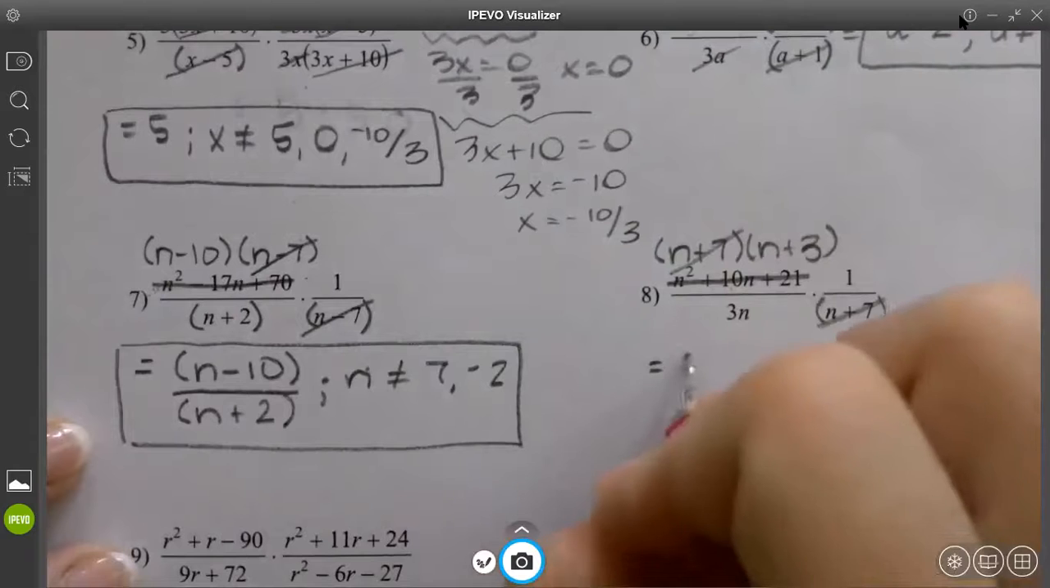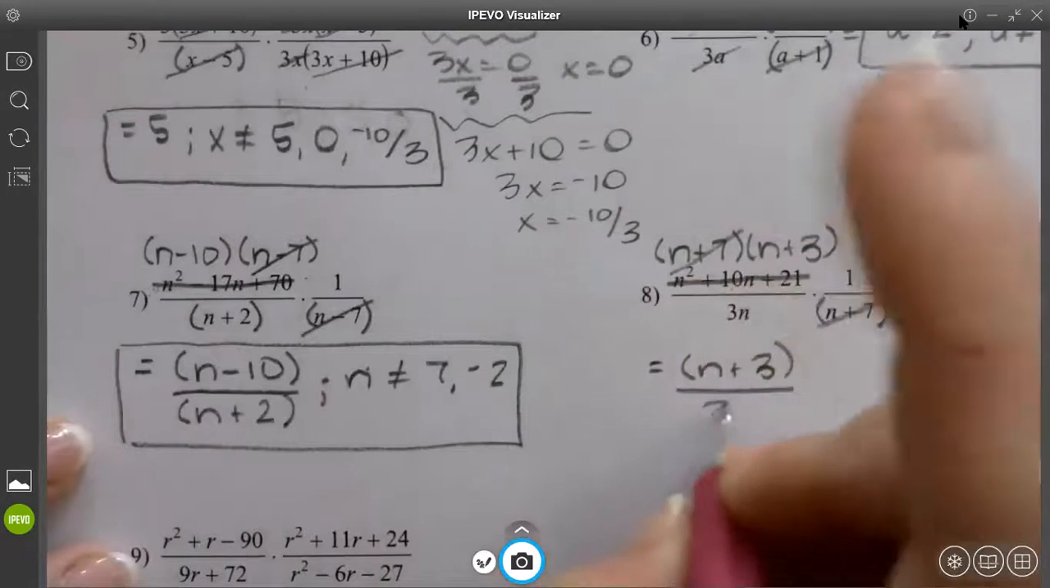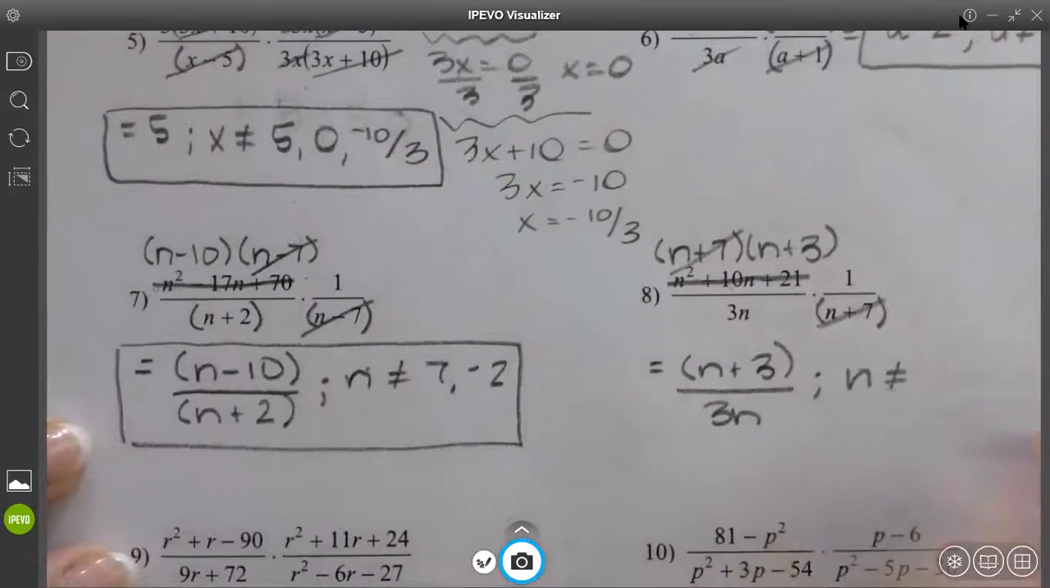So on the top, I left n plus 3. On the bottom, I left 3n. I marked out an n plus 7. So I have a minus 7 discontinuity, a hole. I left a single n on the bottom. That's a vertical asymptote at 0.